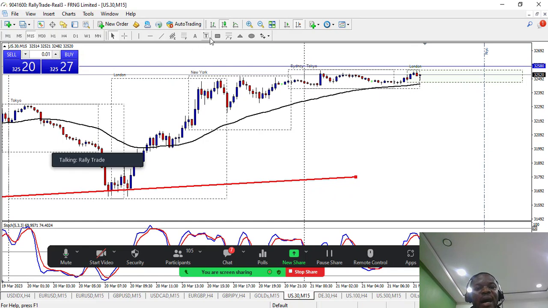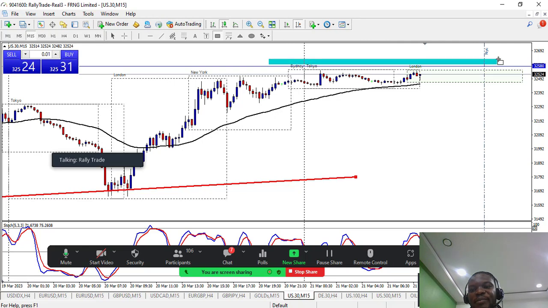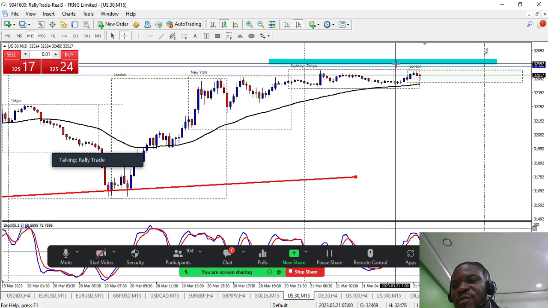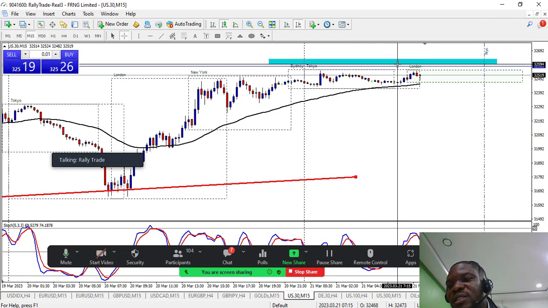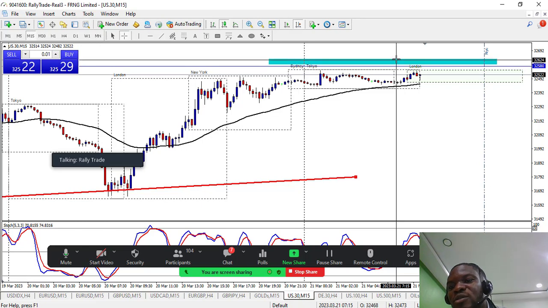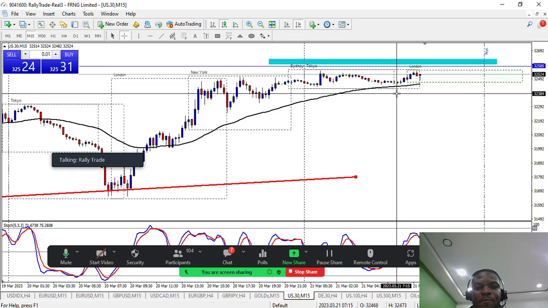So you want to do a buy if the price can trade up further and punch this liquidity that's lying above this area here. So if the price can punch high above this level, you want to do a buy, right? This is the 15 minutes time frame for clarity. So if the price punches above this 32594 to this 32633, you want to do a buy.